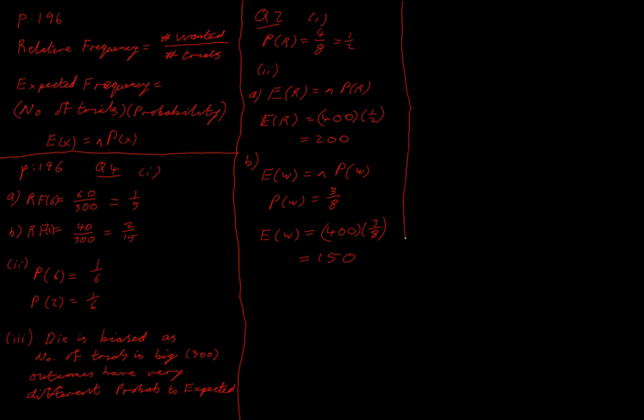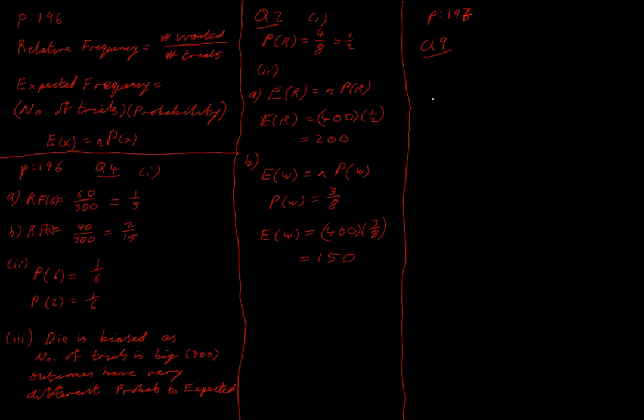Now, the final question I'm going to talk to you about is question 9 on the next page, page 197. And it's a very quick question. All I'm doing is highlighting something important about our experiments to you, which is simply what I already mentioned about running our experiment 300 times. The more times we run our experiment, the more accurate a picture of the probability we get, and you're required to know that in an exam setting.